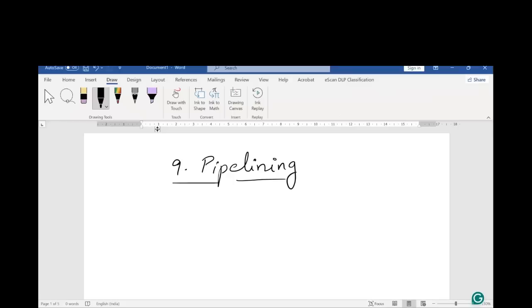Good morning, everyone. In this session, we will be studying pipelining. We all know that pipelining is a concept of parallel processing. The main purpose behind using pipelining is to improve the performance of our computer.